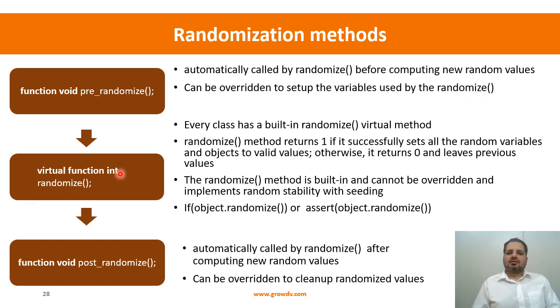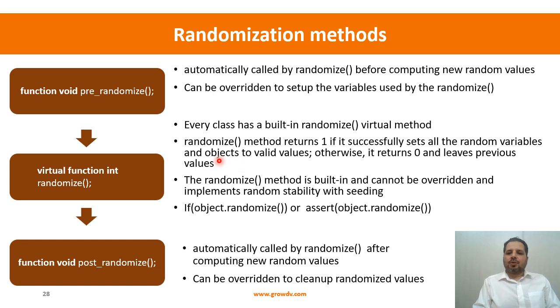Then in every class, as we have already seen, you have the randomize method, and it has a return type of int. This randomize method returns 1 if it is successful, and then sets all the random variables present within the object to valid values. Otherwise it returns 0, and whenever it returns 0, it means that some conflicting constraint has caused the randomization to fail, and it leaves the previous values. Whatever the previous values were that it had randomized to, it will leave those values.